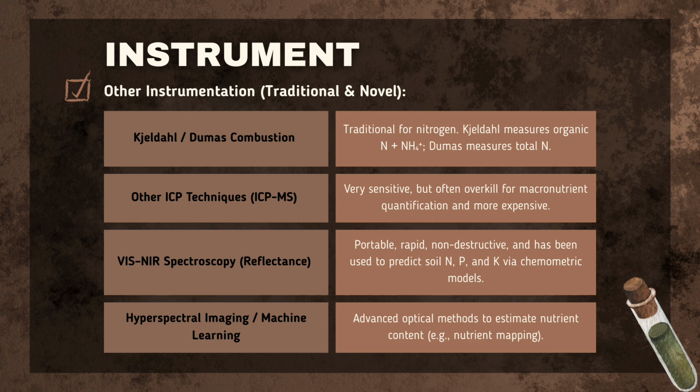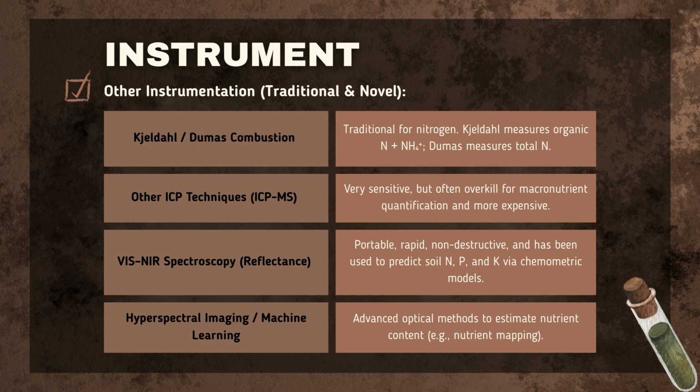Kjeldahl only measures organic nitrogen and ammonium unless modified, while Dumas requires specialized equipment and only provides total nitrogen without distinguishing forms. We also considered other instruments such as ICP-MS and NIR spectroscopy. But ICP-MS is more sensitive and expensive than needed for macronutrients, and NIR cannot directly quantify and can only predict nitrogen, phosphorus, and potassium via chemometric models. Because of these limitations, these instruments were not ideal as our primary method.